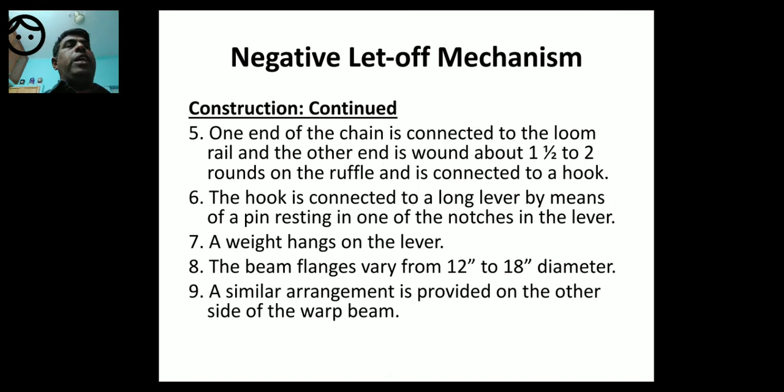The hook is connected to a long lever by means of a pin resting in one of the notches in the lever. The hook is connected to a long lever by means of a pin resting in one of the notches of the lever.